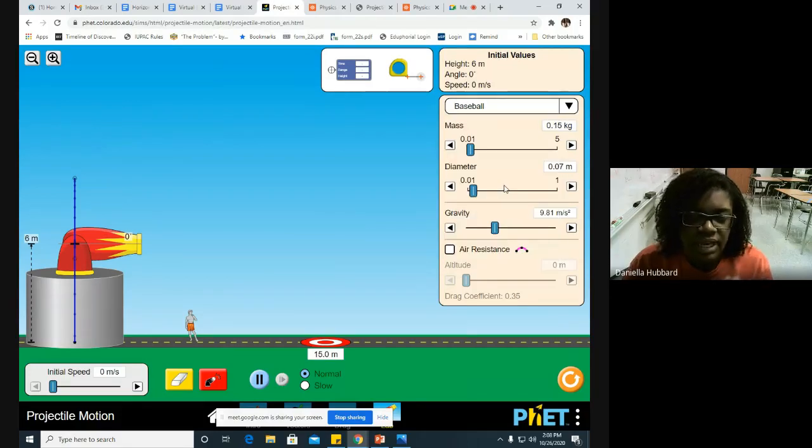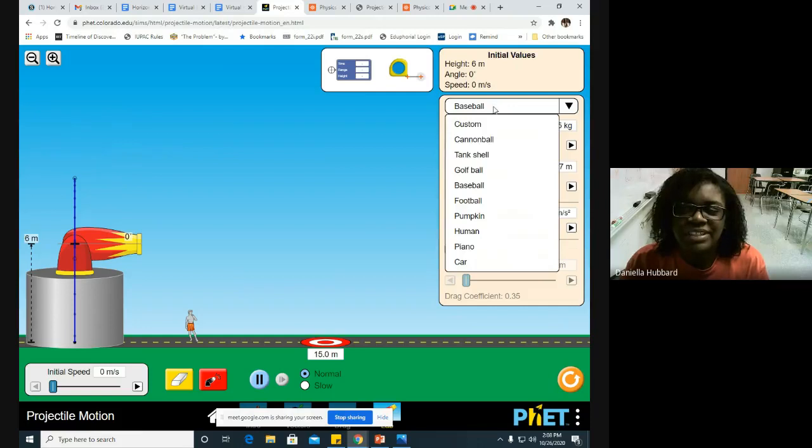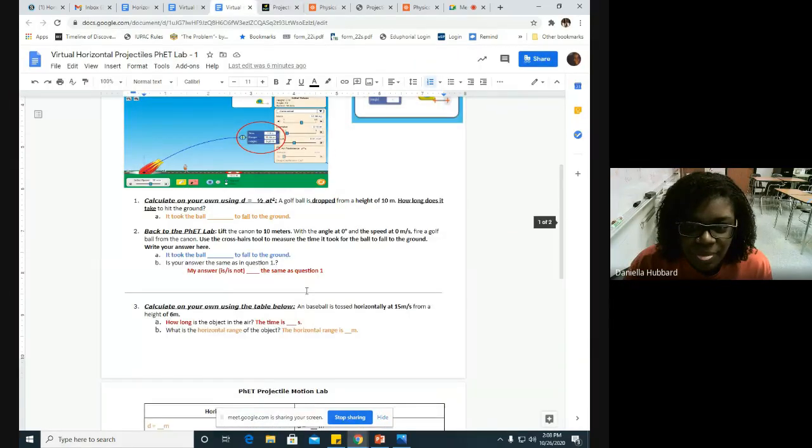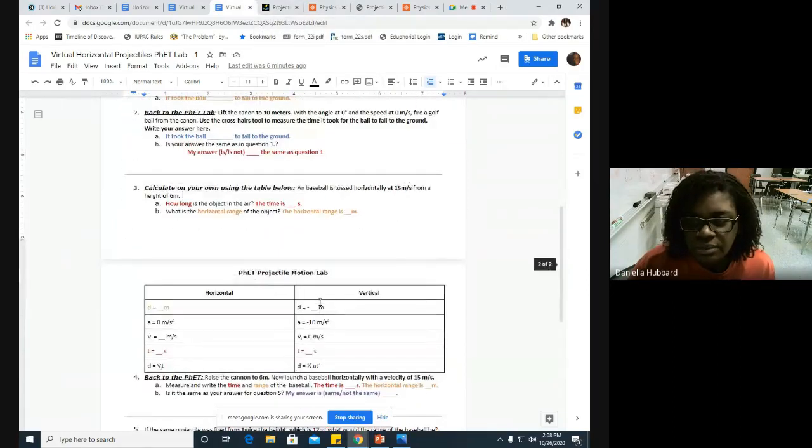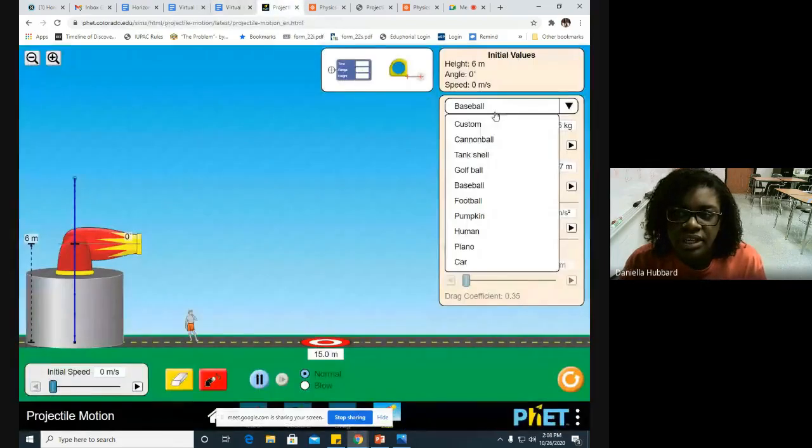And that's my fault for not mentioning that. So you do need to change the balls based on what the problem is saying. So number 1 was saying golf ball, change it to golf ball. Number 3 and 4 are talking about baseball, so then you need to change this to baseball. Okay.